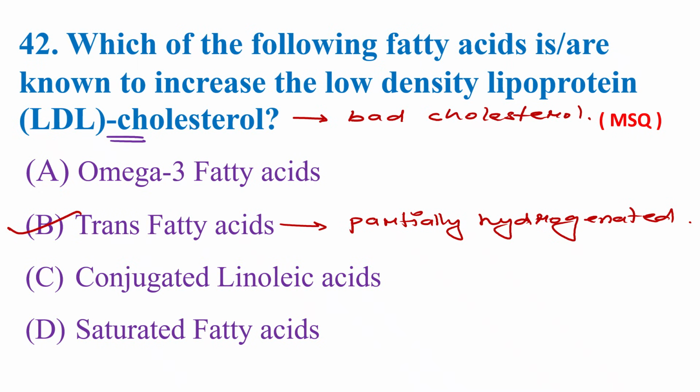Next, last one, that is saturated fatty acid. So examples like palmitic acid, myristic and lauric acids are found in butter or ghee, animal fat. So basically they increase our LDL cholesterol. It reduces the HDL, that means our good cholesterol. So it is a major dietary cause of this high LDL. So over here our correct options will be option number B and option number D.